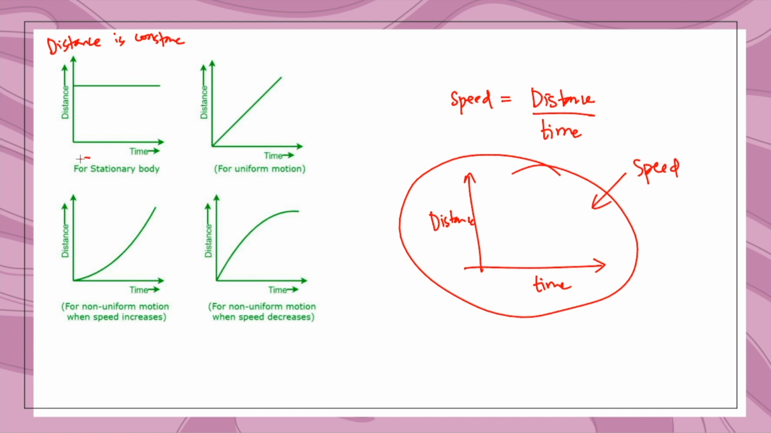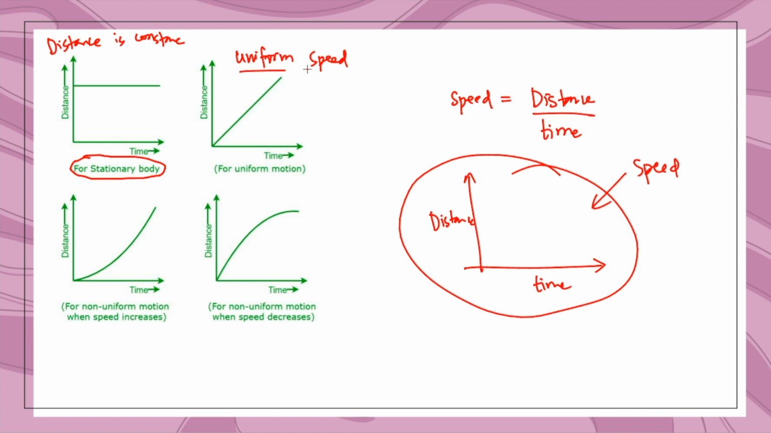That's why it is mentioned that it is for a stationary body. The body is not moving because distance is not changing. If the distance of an object is not changing, that means the object is at rest, stationary. Then, as I said, a distance and time graph gives you information about speed. So this straight line, given the graph passes through the origin, is uniform, and it shows uniform speed.